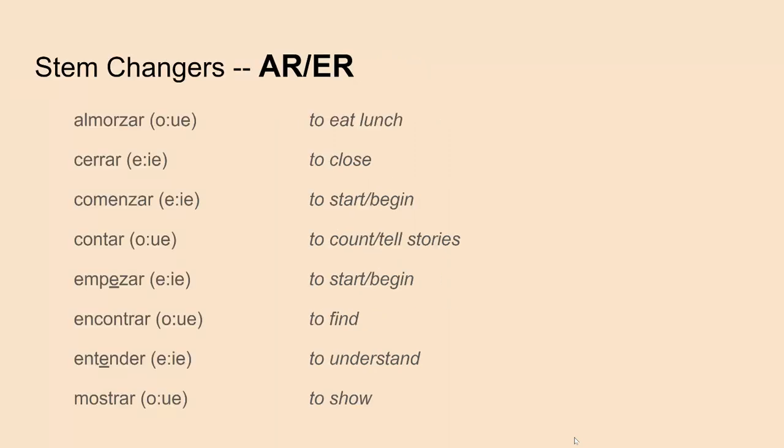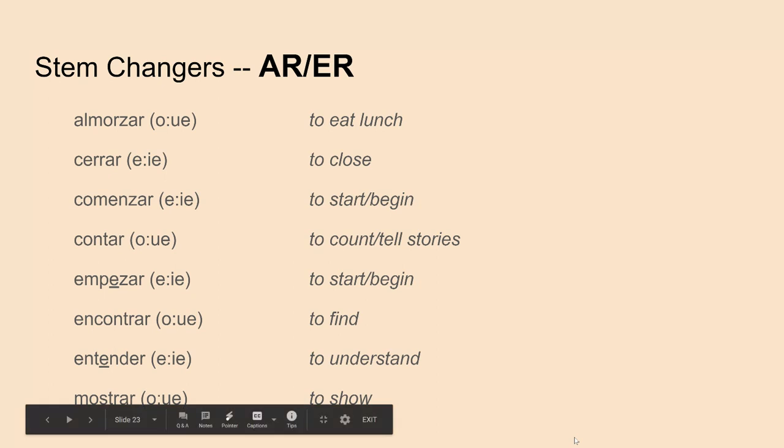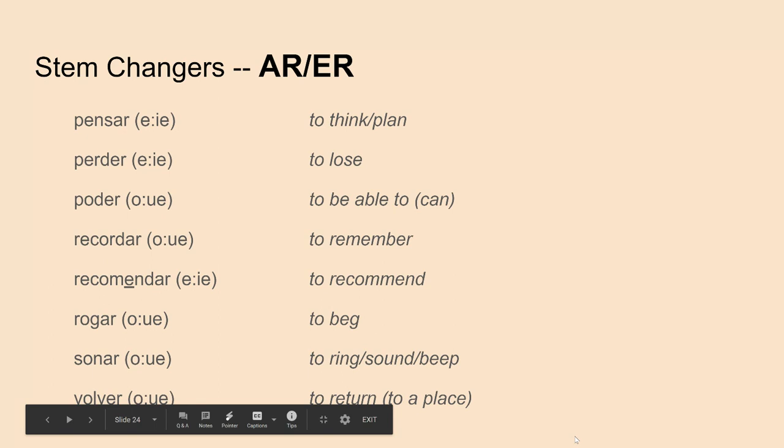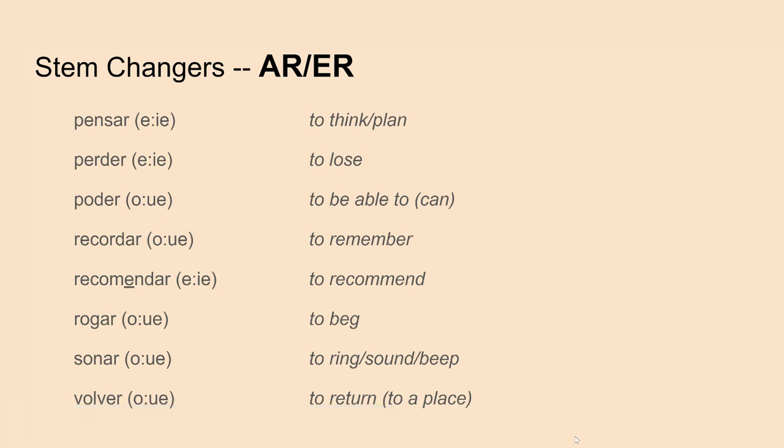Some stem changers that you've seen with AR and ER, and that you're responsible for, are almorzar, to eat lunch; cerrar, to close; comenzar, to start or begin; contar, to count or tell stories; empezar, to start or begin; encontrar, to find; entender, to understand; mostrar, to show; pensar, to think or plan; perder, to lose; poder, to be able to or can; recordar, to remember; recomendar, to recommend; rogar, to beg; sonar, to ring or sound or beep; volver, to return to a place.